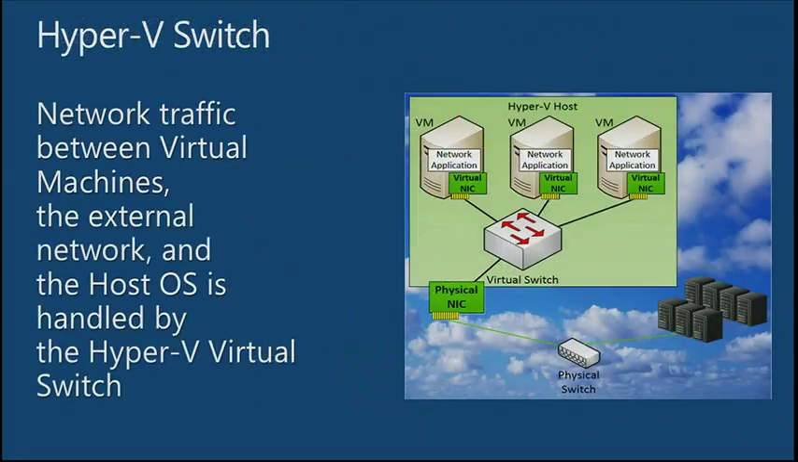So, the basics: the Hyper-V switch. The Hyper-V switch is the thing that deals with network traffic between virtual machines, between the outside world, and in fact the host OS. So the Hyper-V virtual switch is the key to all of this. It sits there in between all that virtual network traffic, going between VMs, and between VMs and the outside world. That virtual switch is sitting there doing that.